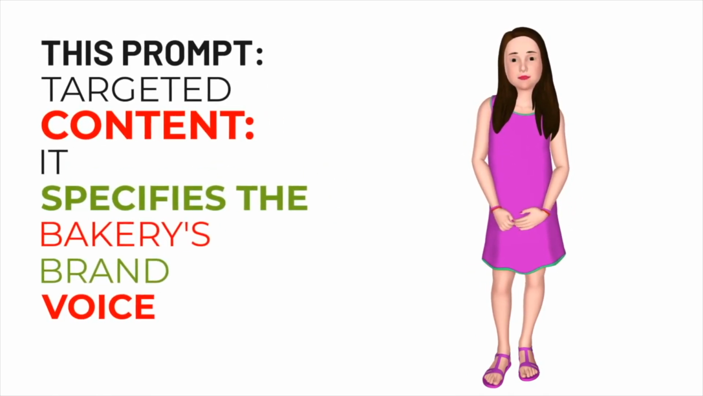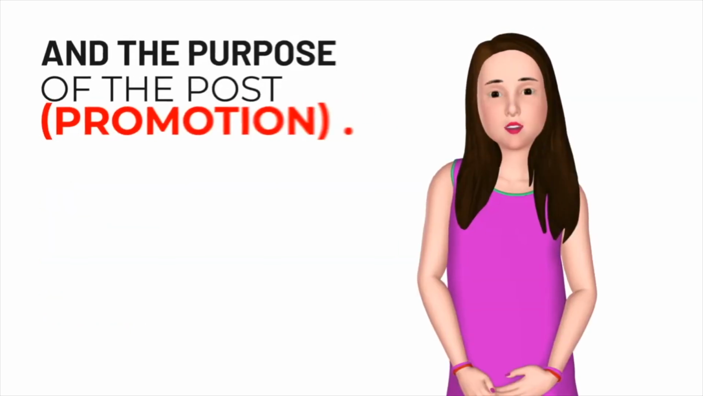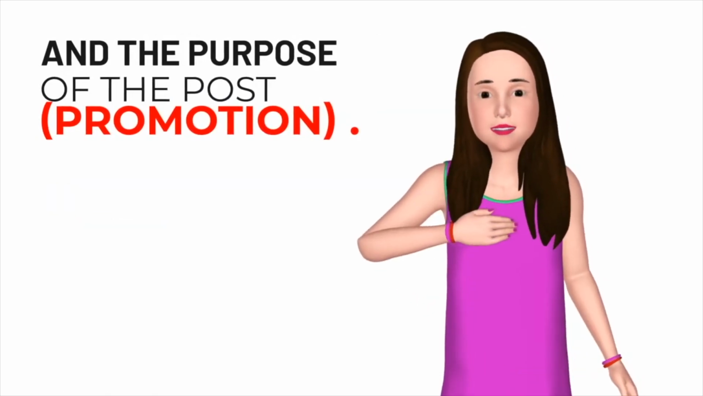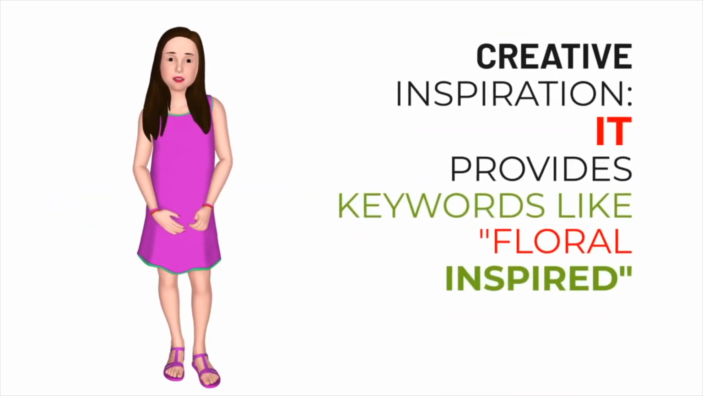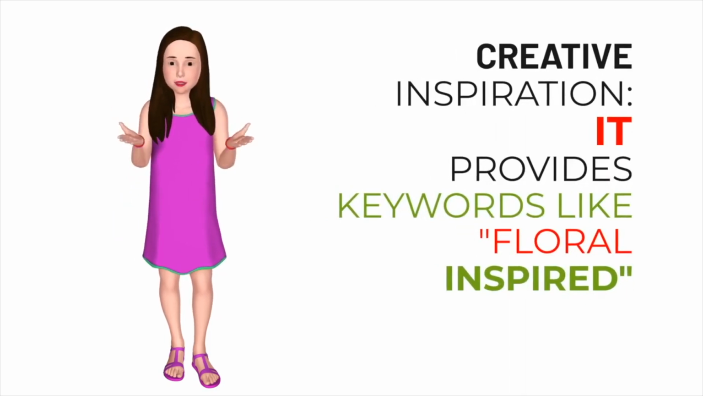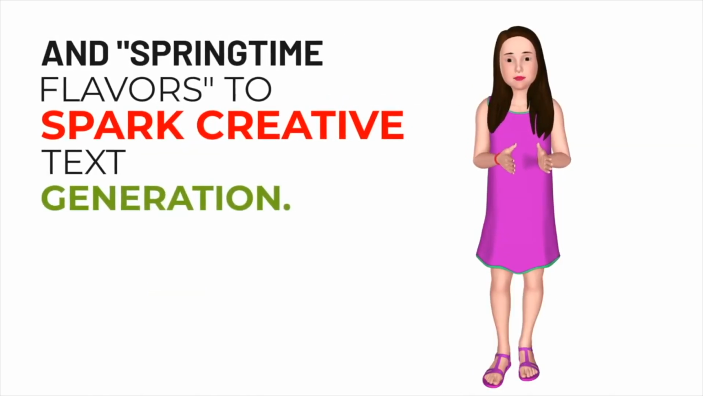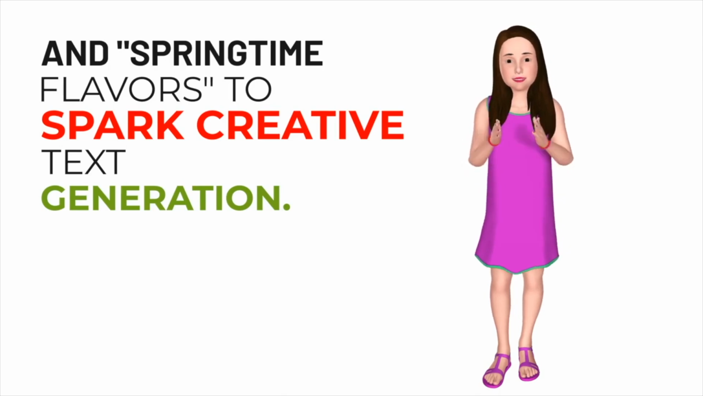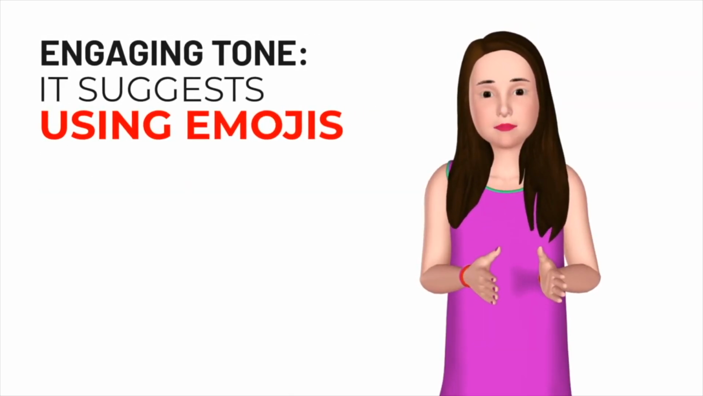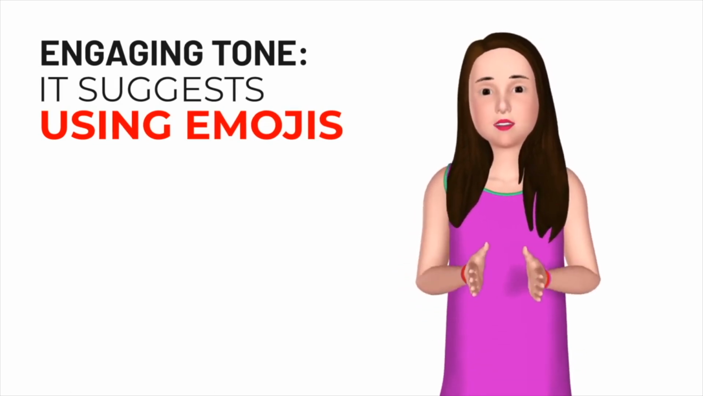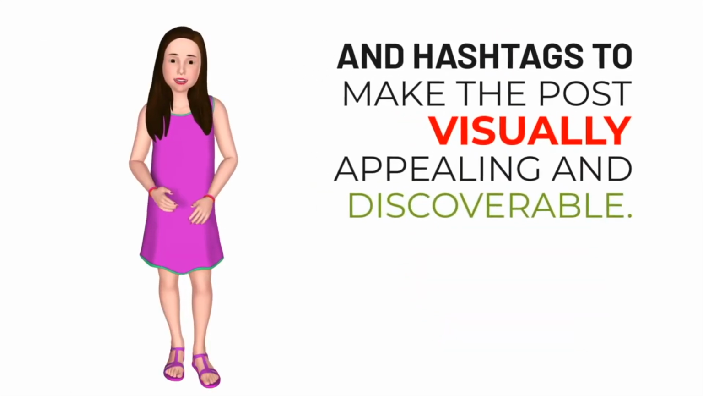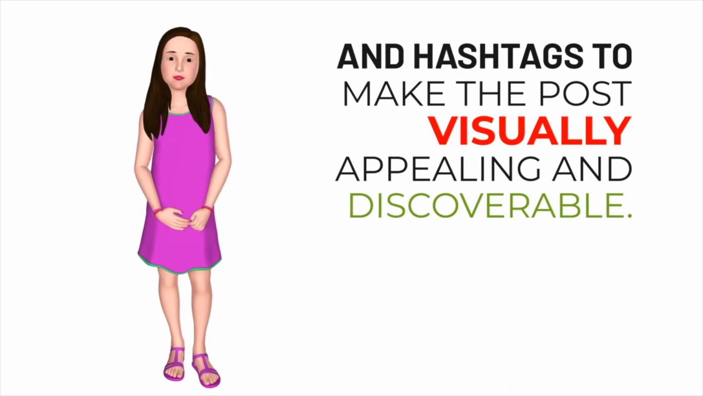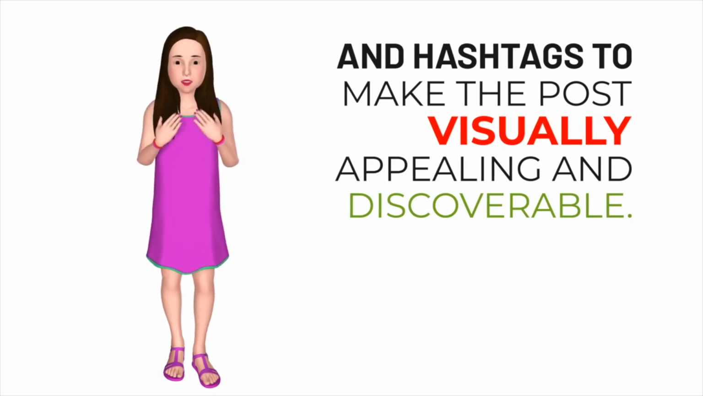Targeted content. It specifies the bakery's brand voice and the purpose of the post: promotion, creative inspiration. It provides keywords like floral-inspired and springtime flavors to spark creative text generation. Engaging tone. It suggests using emojis and hashtags to make the post visually appealing and discoverable.